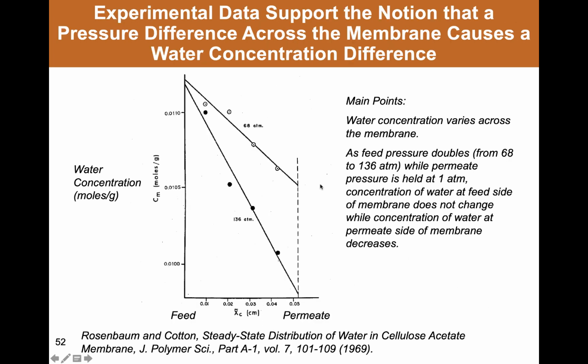And I showed you these experimental data because they're counterintuitive, and this is a situation where Rosenbaum and Cotton were studying the water transport through cellulose acetate, which was a first generation reverse osmosis membrane, and they measured the concentration gradient across a membrane under two different conditions. One where the feed pressure was about 68 atmospheres, one where the feed pressure was about double that, 136 atmospheres. In all cases, the permeate pressure, the downstream pressure, was 1 atmosphere.